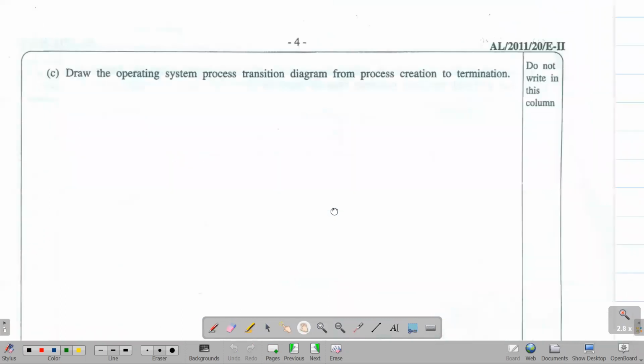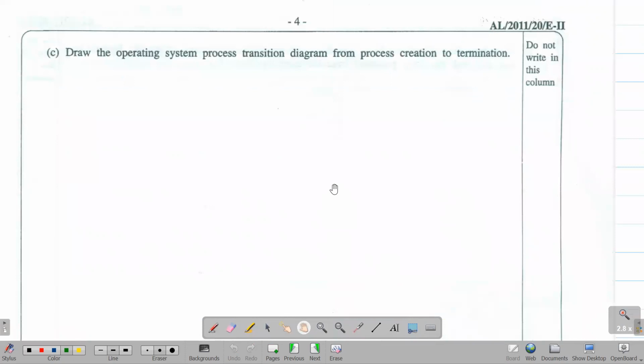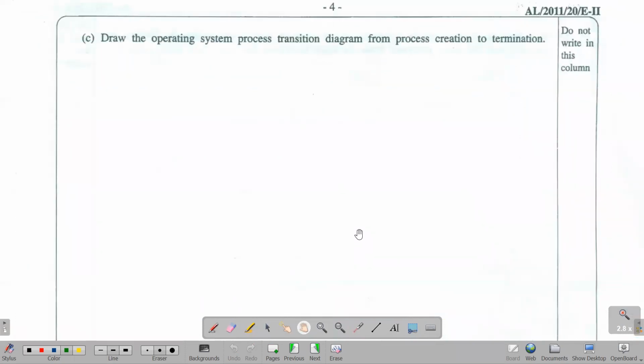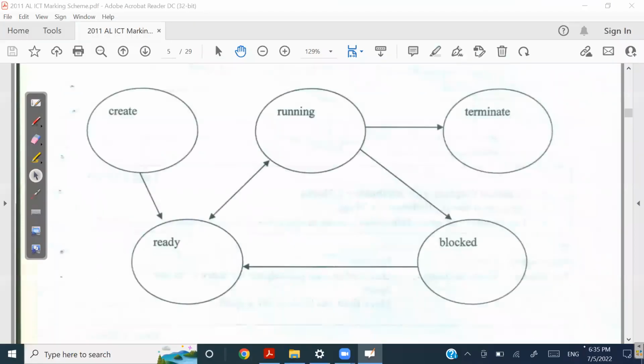Right here, they are asking you to draw an operating system process transition diagram from process creation to termination. In the marking scheme, they give a very simple drawing, right? But if you are asked to draw it now, remember to draw the full diagram, not only these 5 states but all 7 states, and remember to label the transitions.